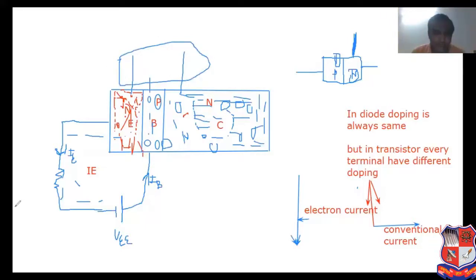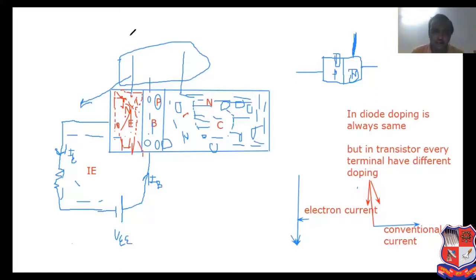Now, if we give the supply, a large number of electrons travel towards the emitter. Why? Because this positive charge always attracts the electron. That's why a large number of electrons flow in the forward biased base emitter junction.